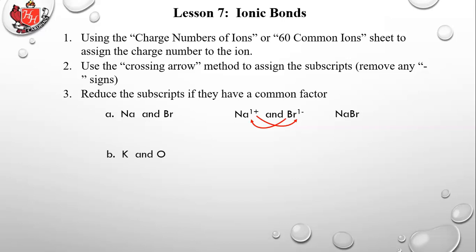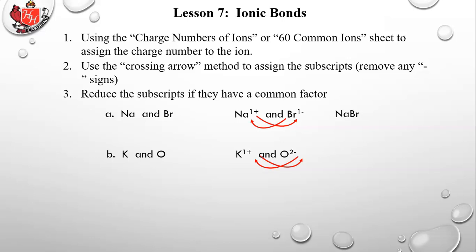So K and O, potassium and oxygen. If you look at the periodic table of charges, go back a few slides, potassium has a 1+ charge. It wants to give up 1 electron so it can be like the nearest noble gas, which for it would be neon. Oxygen wants to gain 2 electrons. It wants to add 2 electrons to be like the nearest noble gas for it, which is also neon. So oxygen gains 2 electrons. That makes it a 2- charge because it gained 2 negative charges, whereas potassium lost 1 positive charge.